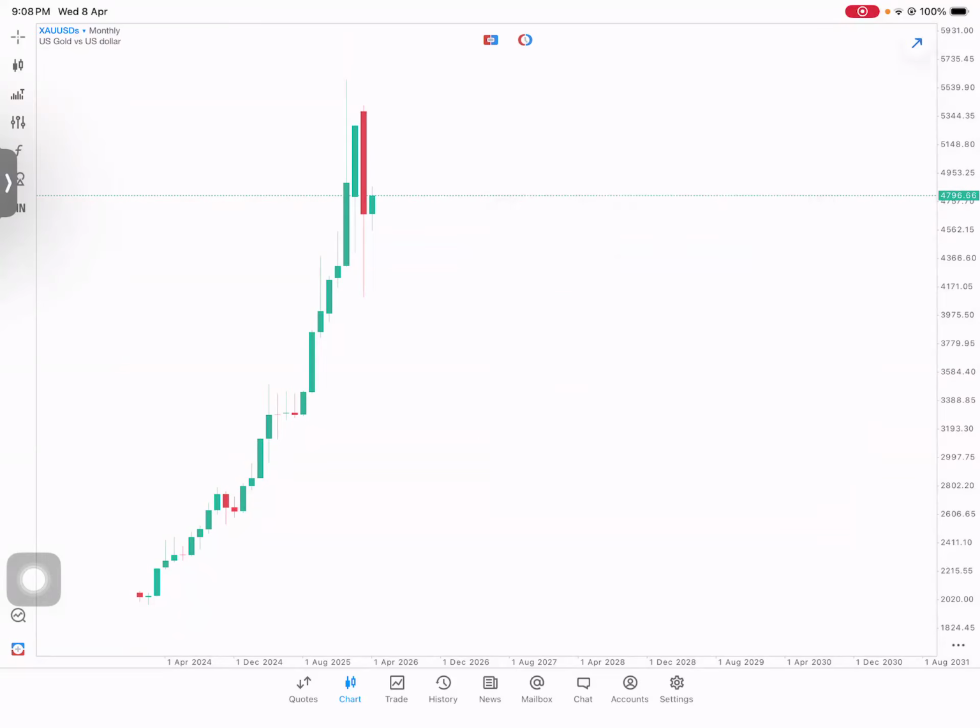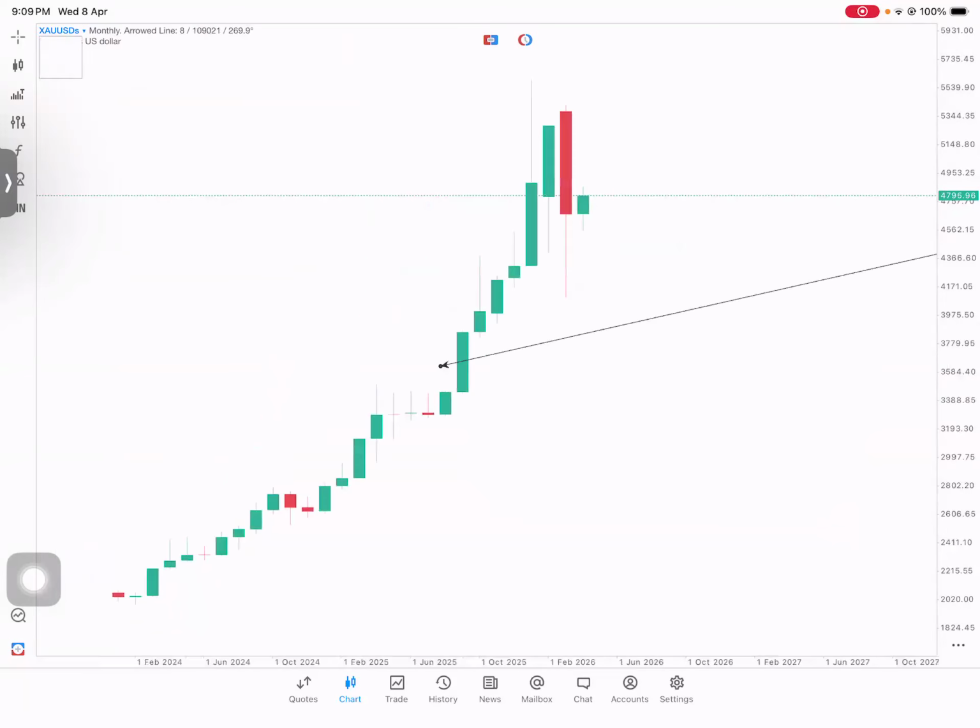Previously it was also making a high, but now you see price started to give a rejection, started to come back again and started making a pullback. For the gold case, you have to remember one thing. In trading, whenever there's a breakup, this will be considered as a breakup, pullback, breakup, pullback.